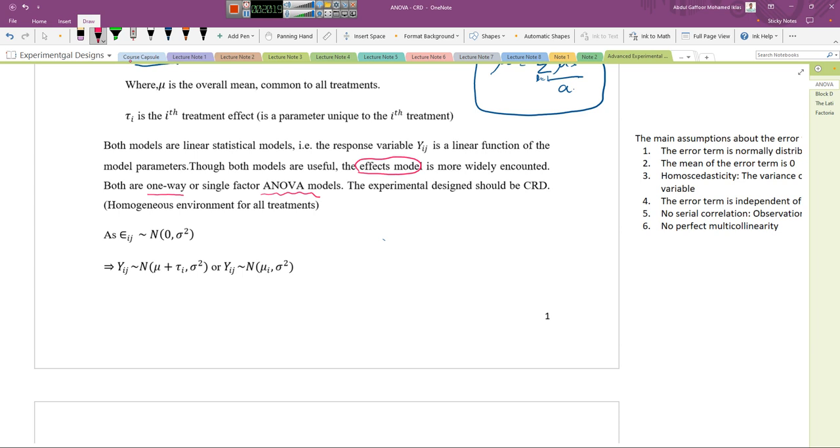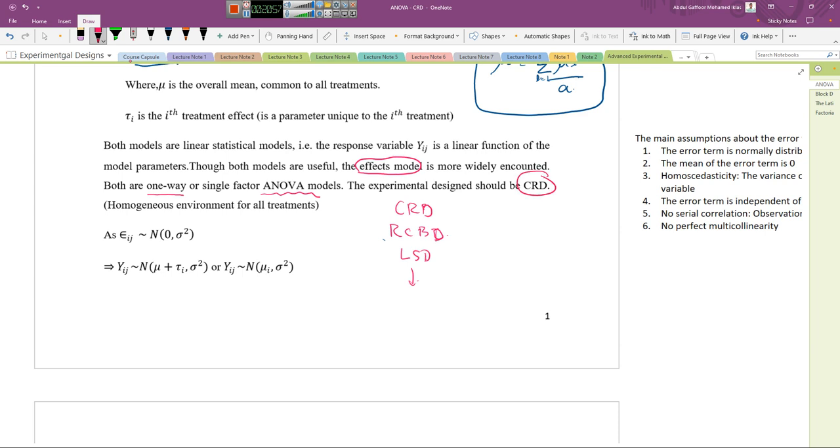In our previous semester we also studied the designs of experiments. They are the completely randomized design, which we call CRD, the randomized complete block design, RCBD, and finally we studied LSD. In addition to that, we will study some more experimental designs in this advanced experimental design course. So the experimental design should be CRD.